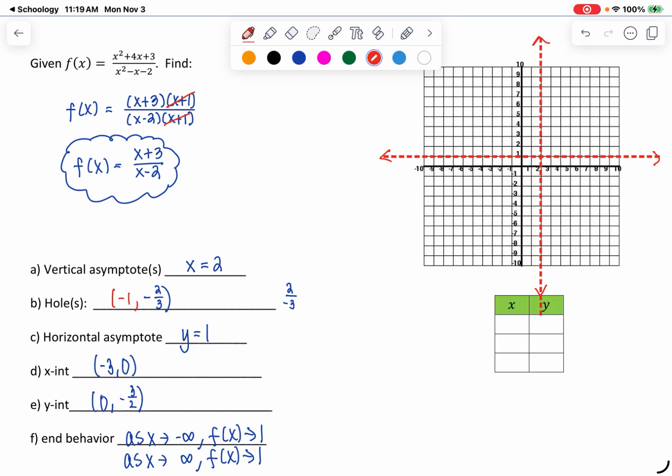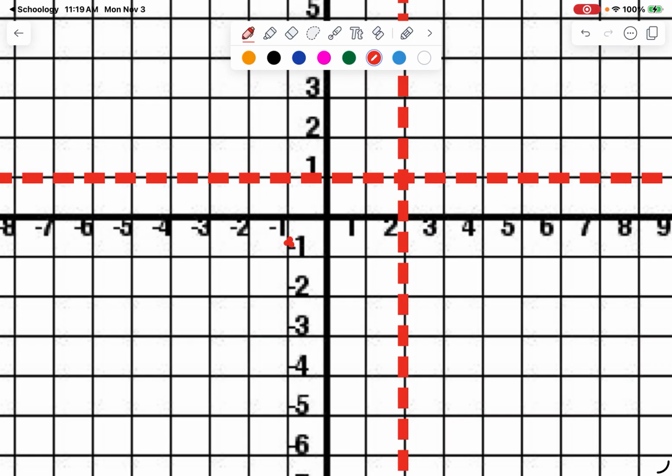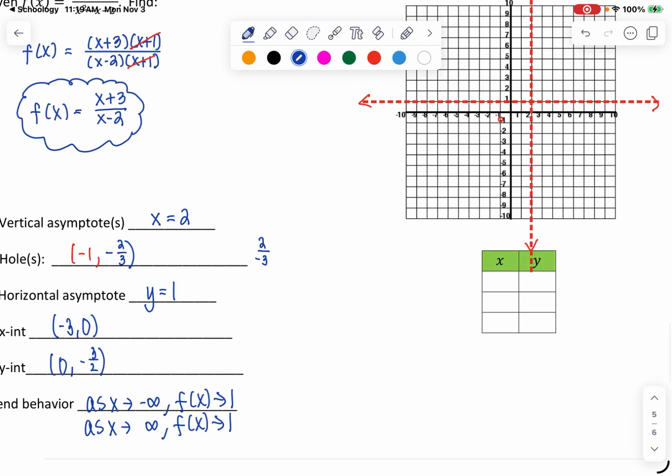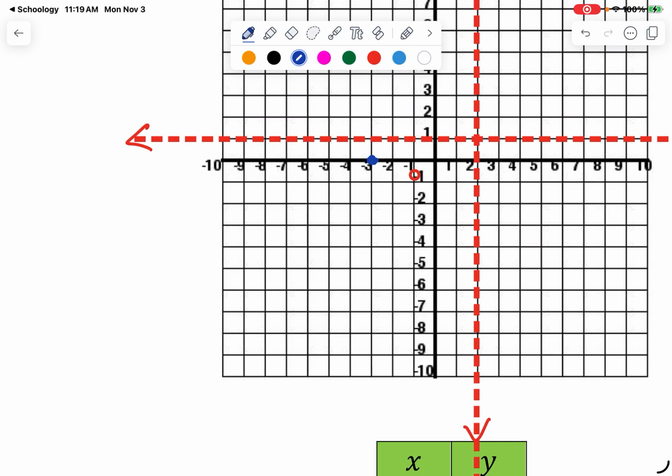Hole in the graph, -1, -2/3, -1, -2/3. There-ish. Ooh, I don't like how small it is. It looks closed. There we go. All right. Points I do know, -3, 0, and 0, -1.5. Right there. Okay. All right, I have enough to graph this piece.